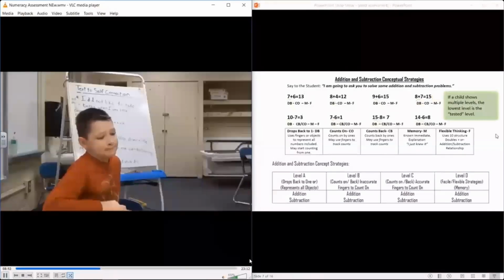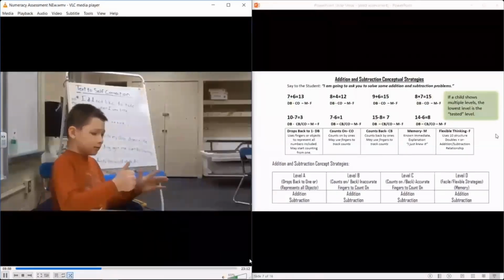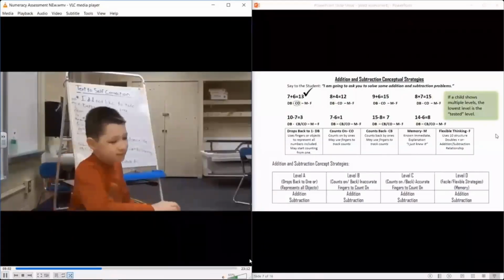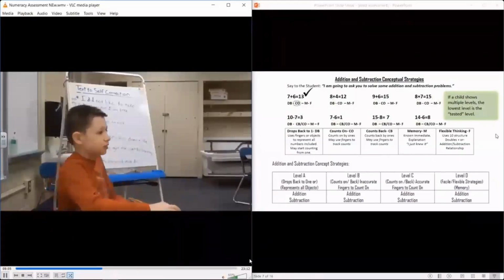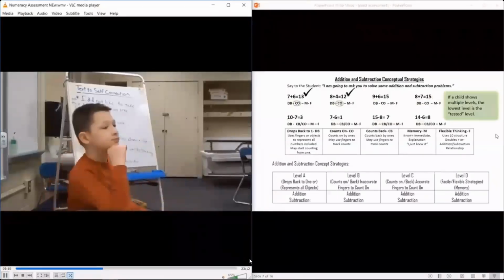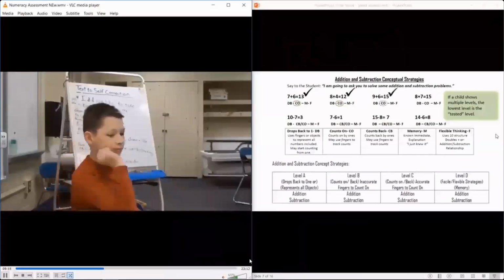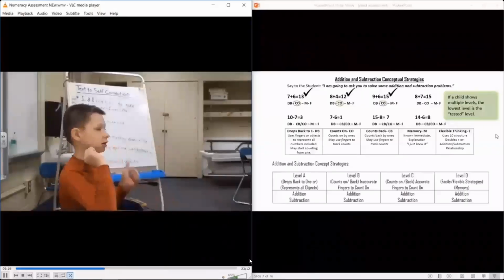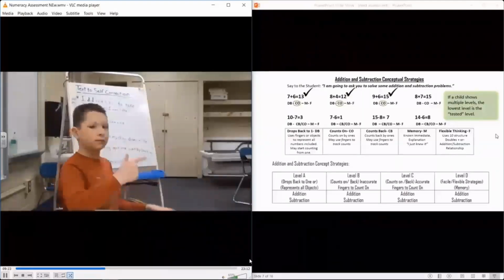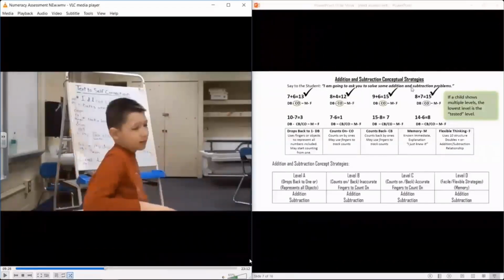I'm going to ask you to solve some addition and subtraction problems. Can you do 7 plus 6 for me? 13. Count it on. And can you solve 8 plus 4 for me? 12. Count it on. And how about 9 plus 6? 9, 10, 12, 13, 14, 15. Count it on. You said 15? Mm-hmm. Okay. And 8 plus 7? 8, 9, 10, 12, 13, 14, 15. All right, now, can you do... So think about it. He counted on, counted on, counted on.